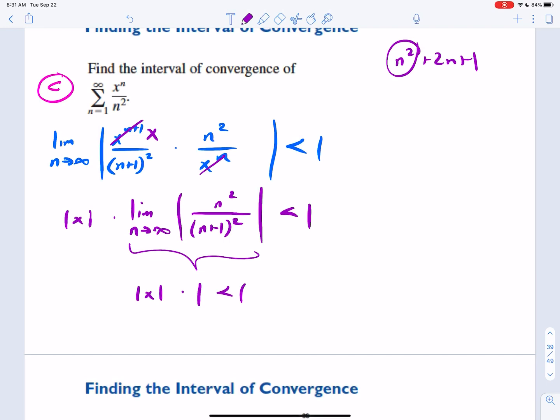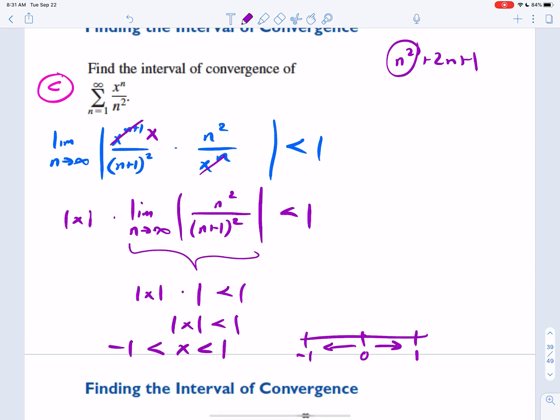Okay. So the absolute value of x here is at 1. Graphically, that means that the center is at 0, and you're pushing out a radius of 1 to the right and 1 to the left. Or you can analytically create a compound inequality. I'll leave that up to you guys. And there's your interior.